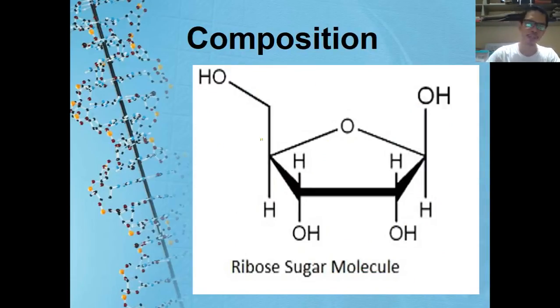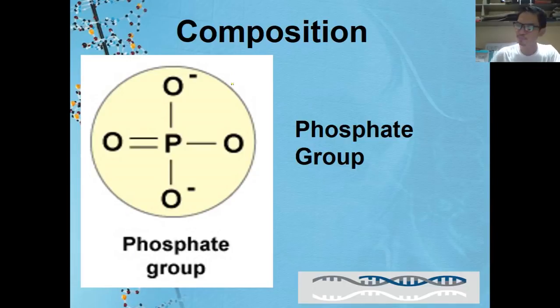Alright, next one. Its composition. As you can see here, it is somehow similar to a DNA, but it differs in this particular area. So that's the composition. This is the ribose sugar. Again, it contains oxygen on this side. So what it differs is on this side. In the DNA, there is CH3OH on this side, but in RNA, it is just OH. Alright, next one. The phosphate group is also present, the phosphate backbone.